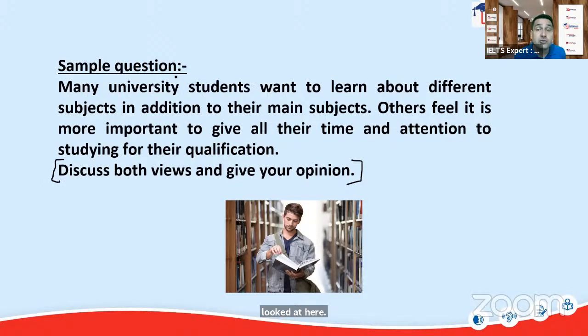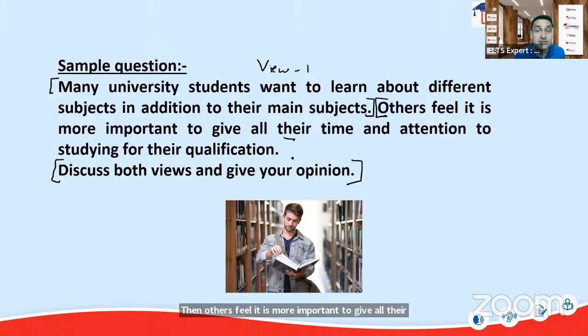So you have 2 views. View 1 would be this one, that many university students want to learn about different subjects in addition to their main subjects. That's view 1. Then others feel it is more important to give all their time and attention to studying for their qualification. That's view 2. You need to discuss both these views. So how would you be writing this essay type?